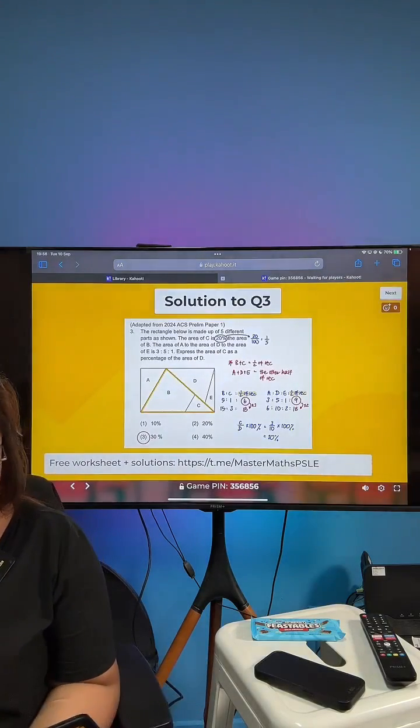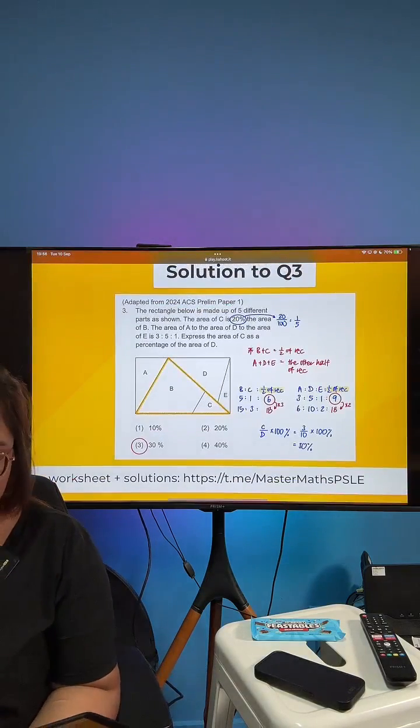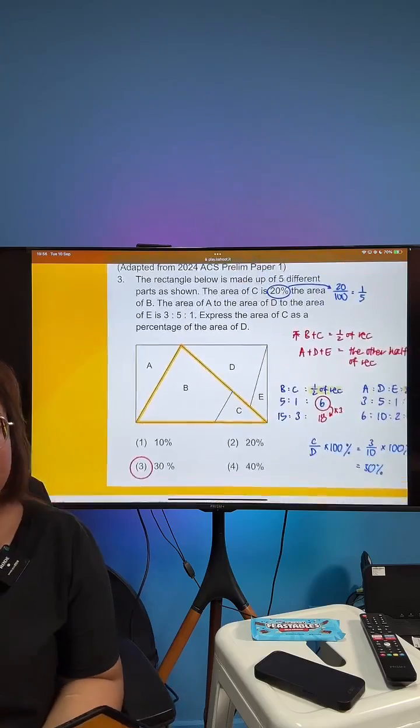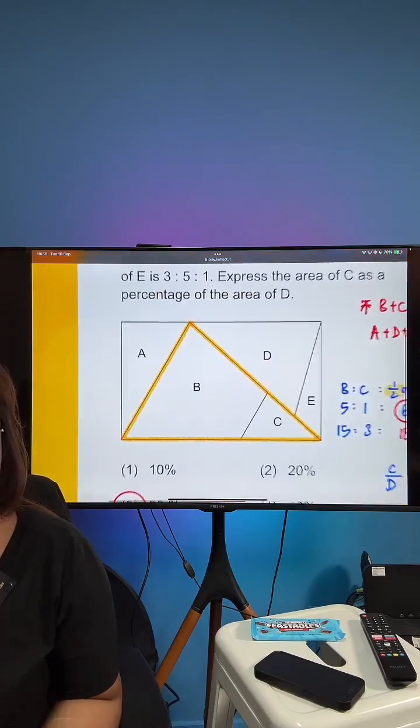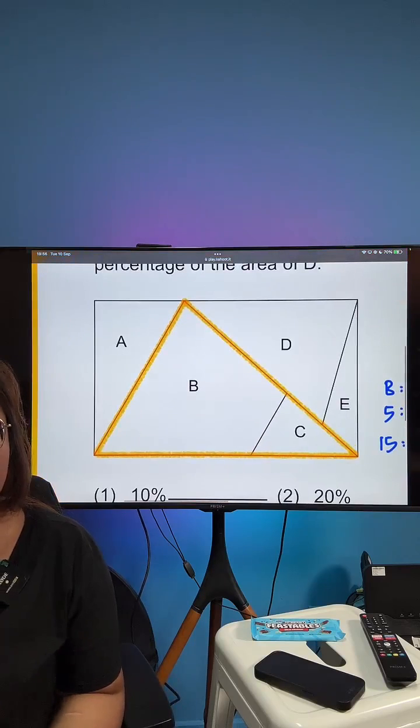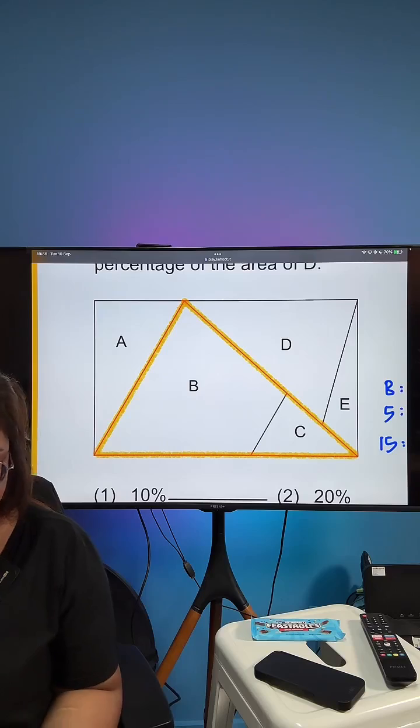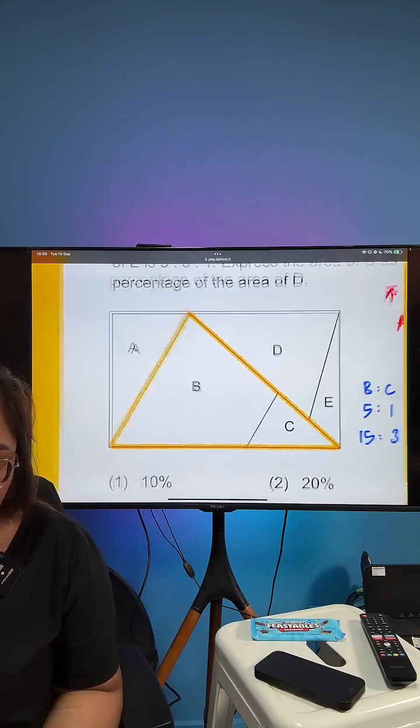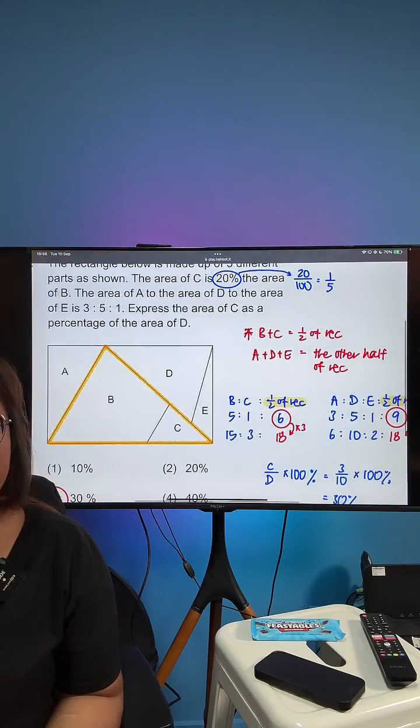Alright, let's take a look at the solution, okay? The answer is 30%. Now, if you take a look at the diagram, I'm going to zoom it in for you. You'll realize that B and C actually take up half of the figure. And therefore, A, D, and E will take up the other half.